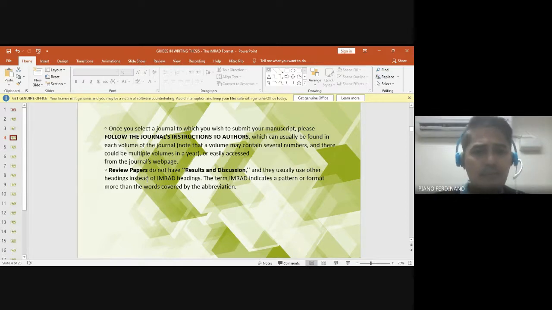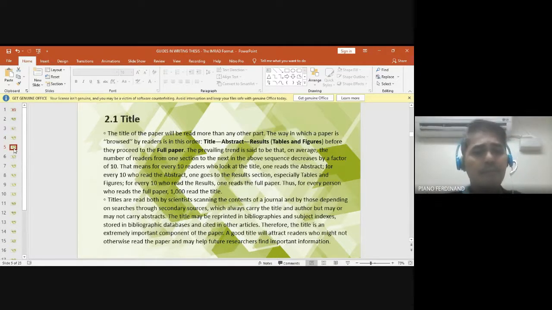Okay po? Now to continue, review papers do not have results and discussions, and they usually use other headings instead of IMRAD headings. So iba naman po yung mga review papers, as compared to a full research paper using the IMRAD format. Yung mga yan po kasi is parang more on nagbibigay lang sila ng mga comments doon sa mga nabasa nilang mga researches, and they make their own conclusions based on what they found or what they discovered from a particular research or group of researchers.